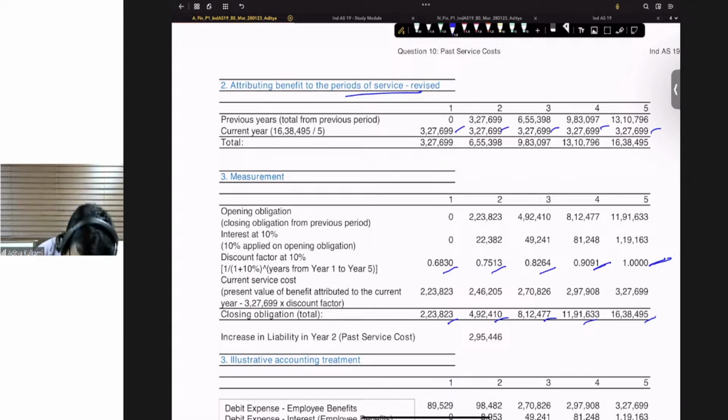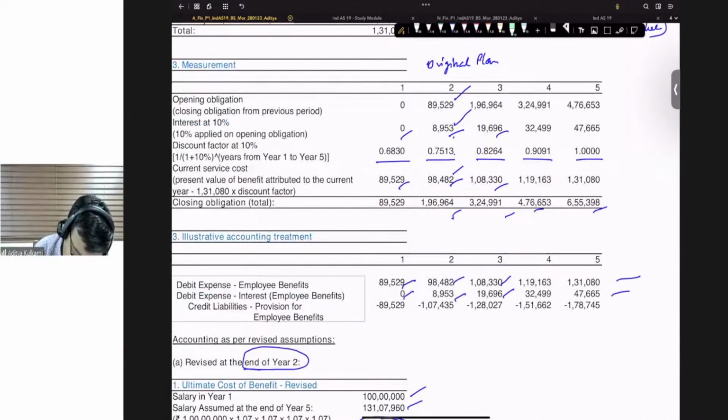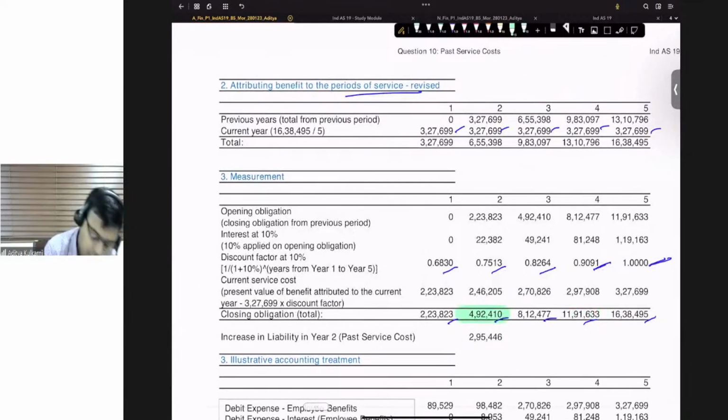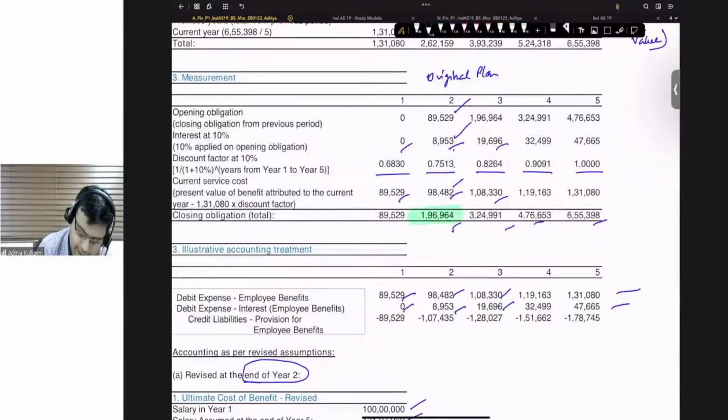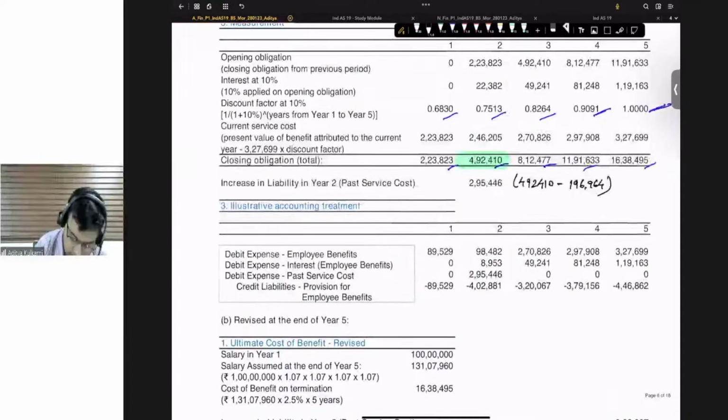Okay. So now the change is happening in the second year. So second year, your closing obligation is 4,92,000 under the revised assumption. And in the first case, it was how much? It was 1,96,964. So if I take 492,410 minus 196,964, if I take this, it comes to 2,95,446. So in year 2, my liability increased by 2,95,446.